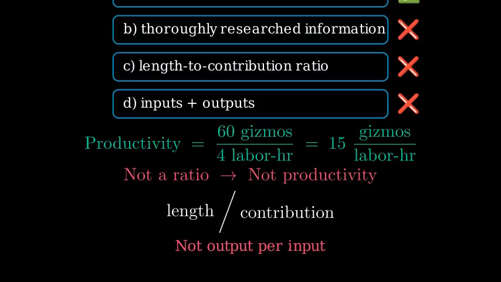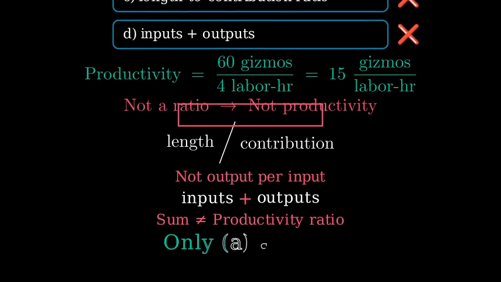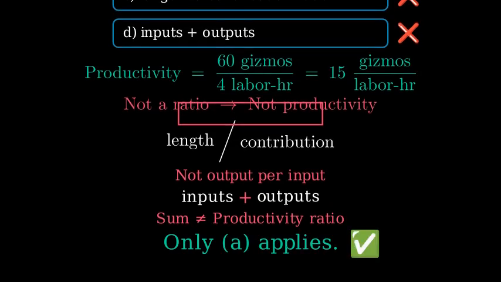Inputs plus outputs is a sum. Productivity is not a sum, it is a ratio. Final takeaway, productivity is output per unit input. So in our list, only choice A applies. 15 gizmos per labor hour is a valid productivity measure.